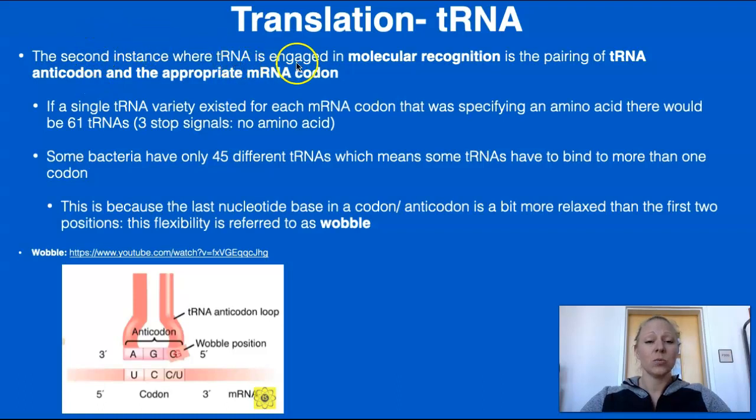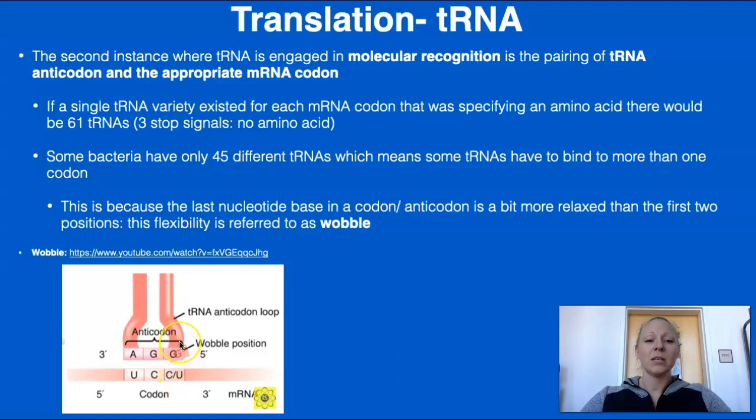The second instance where tRNA is engaged in molecular recognition is the pairing of the tRNA anticodon with the codon. Here we can see the anticodon on the bottom of the tRNA molecule, AGG, and here is the codon on the mRNA strand, AUC. But notice how we have some little extra G's and the C and the U. We call this the wobble effect.